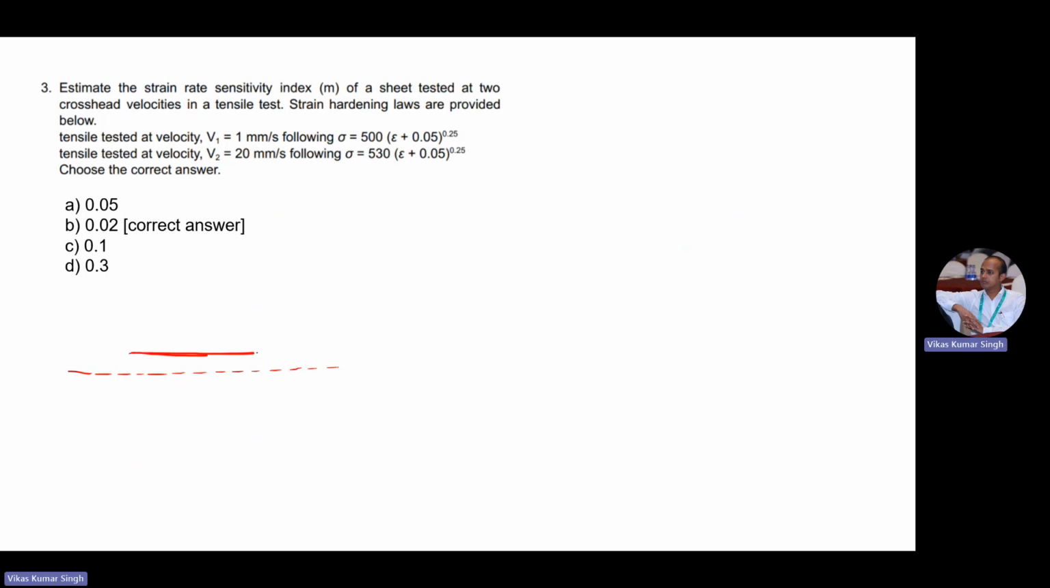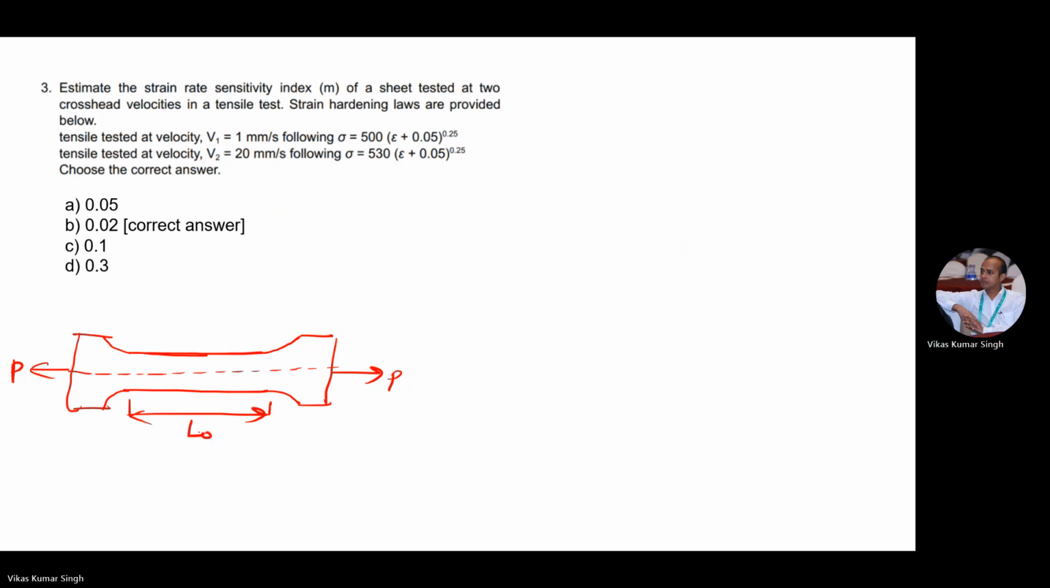So this was the specimen over here, and we have an arc with some radius, like this. Now we are pulling this. This is the tensile testing. Generally, specimens are like this. This is the gauge length, L naught. So what is the rate by which we are pulling this?